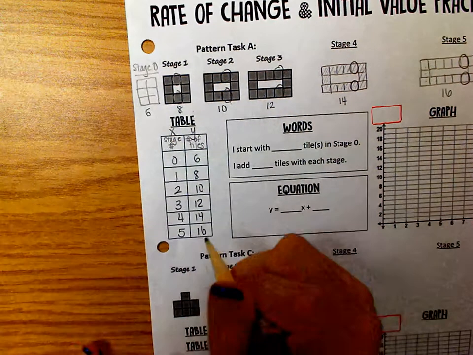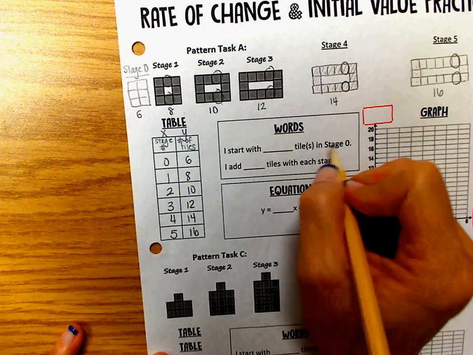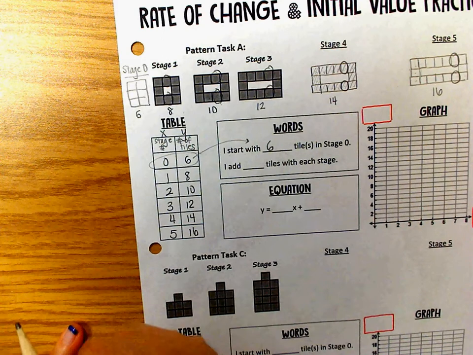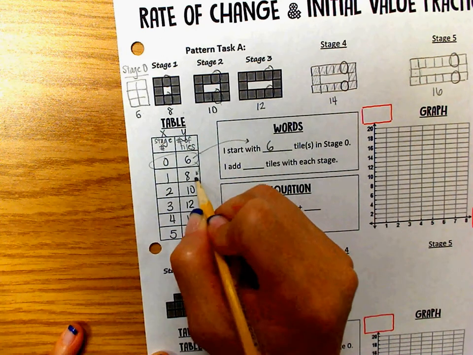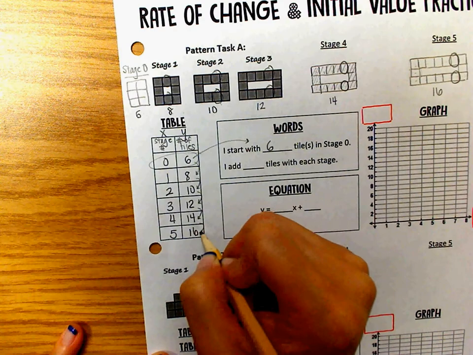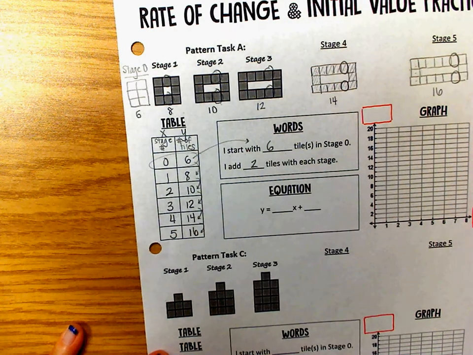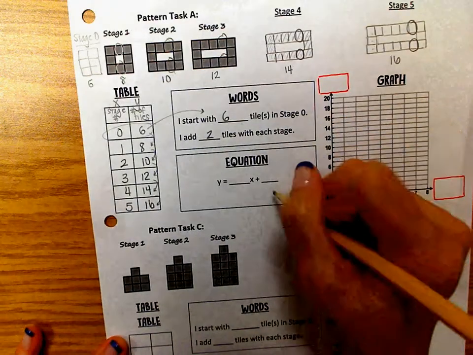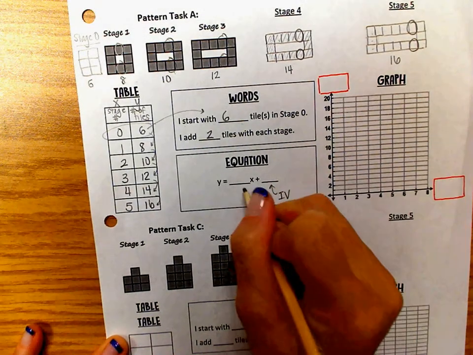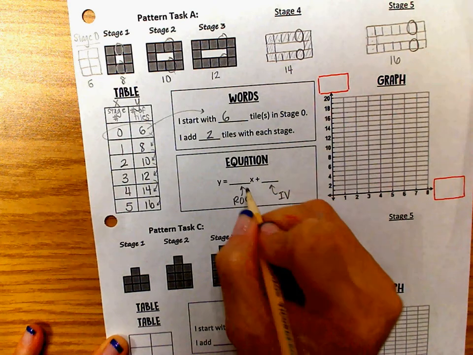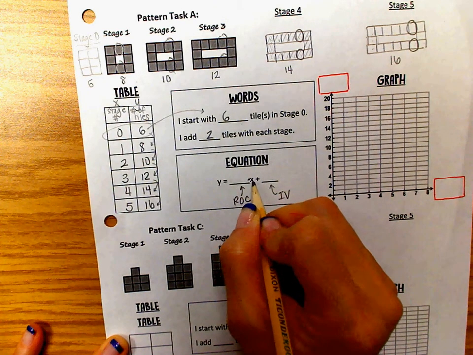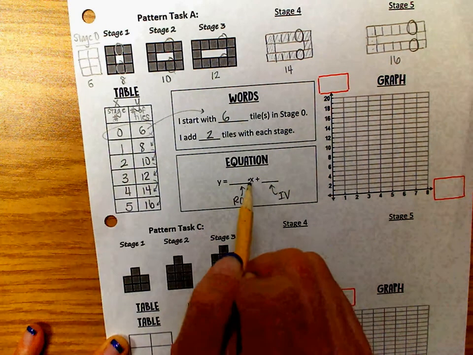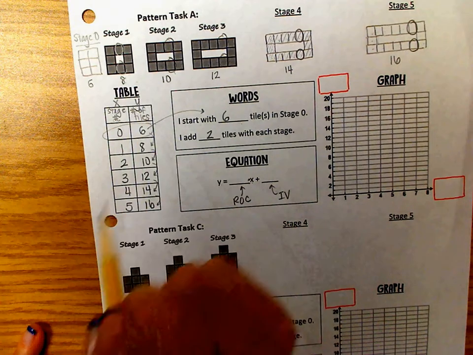So putting it into words, I start with blank tiles in stage 0. Well, that's right here. You started with 6 tiles. And with that, you added 2 tiles with every stage. So 2 tiles. If you refer back to your notes on page 74, then you'll remember that this should be your initial value, and this represents your rate of change, because that is being multiplied with every stage. Remember, this is your stage number. If you look here, they correspond, and your Y represents the number of tiles.